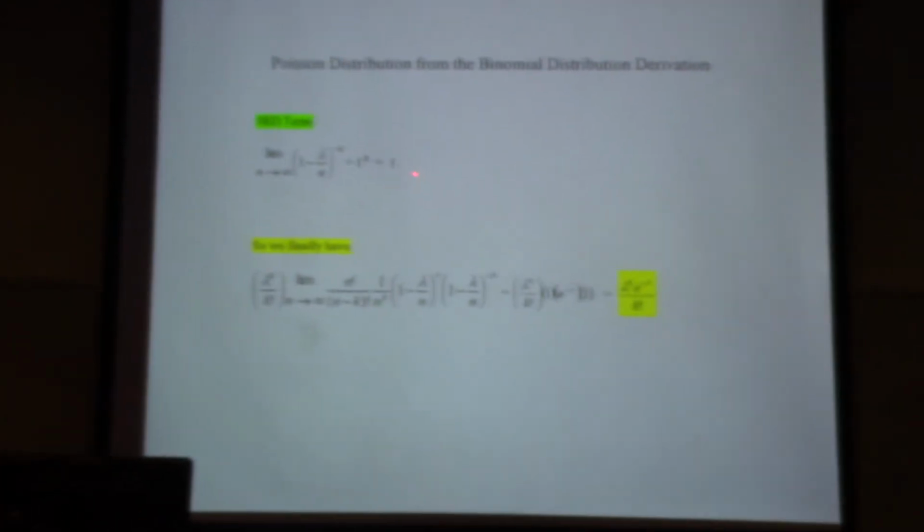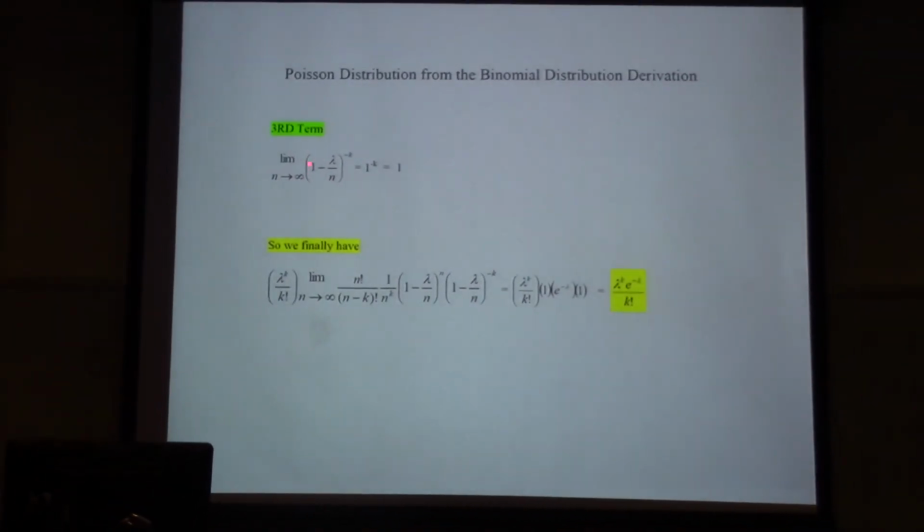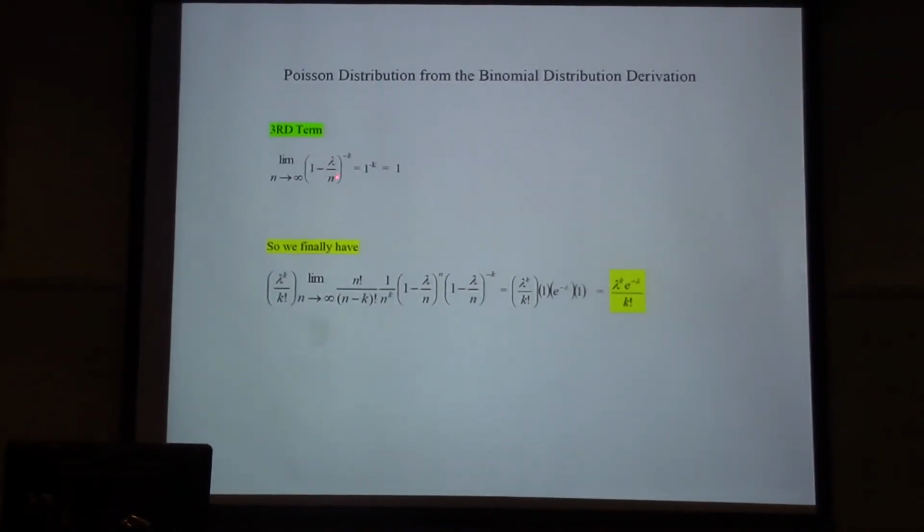The second term is the limit as n goes to infinity of 1 minus lambda over n, to the n. We can rewrite this as the limit as x goes to infinity of 1 over x to the x times minus lambda. This term goes to e to the minus lambda. The third term goes to 1 again, because as n goes to infinity, this is 1 minus lambda, a constant, over infinity. This goes to 1.